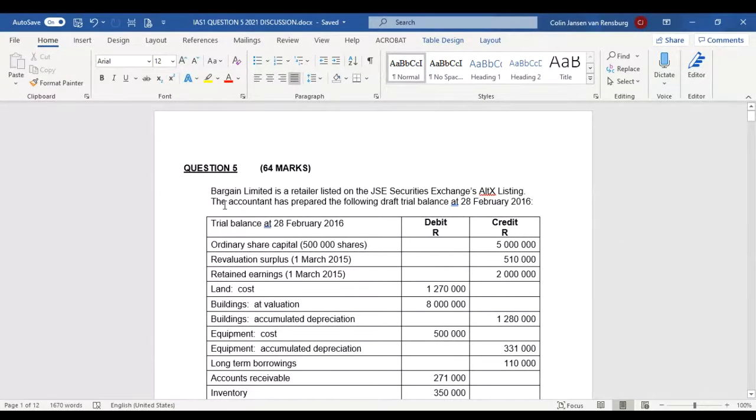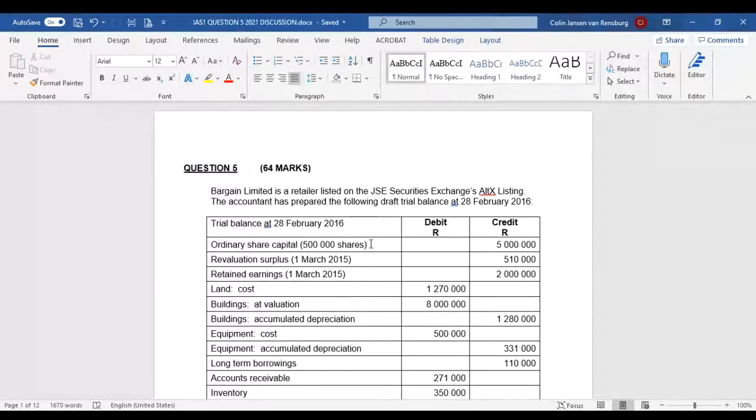Here they say Bargain Limited is a retailer listed on the JSE Securities Altex listing. Now let's maybe just explain that. It is not really for exam purposes, but as you know, in Financial Accounting 1, we did mostly sole traders and partnerships, but now in Financial Accounting 2, we are doing companies. And companies are normally very large entities. Now the Altex Exchange is a separate little board on the JSE for smaller companies, right? For smaller companies than those huge companies that are on the main board.